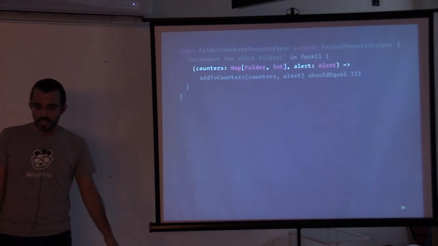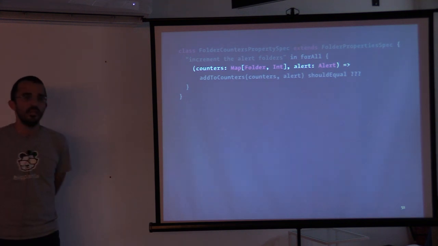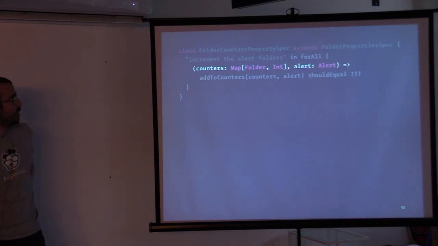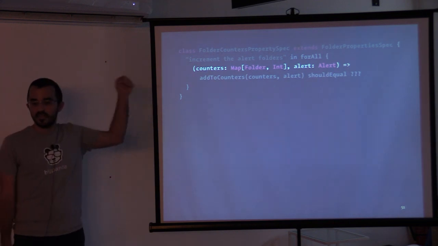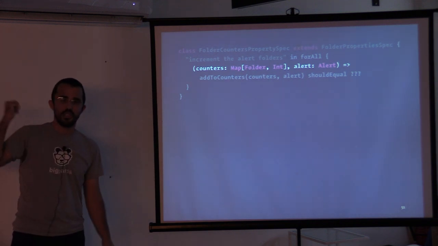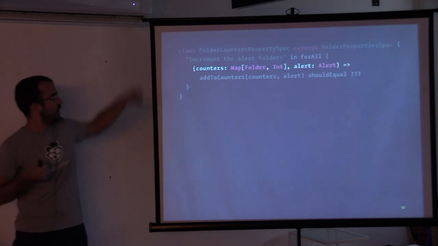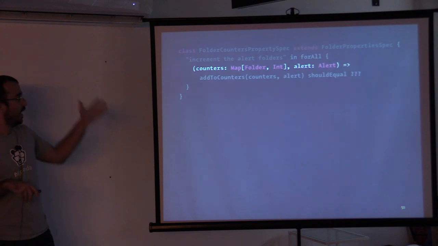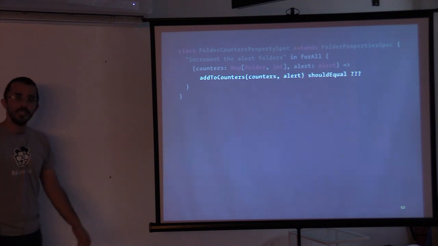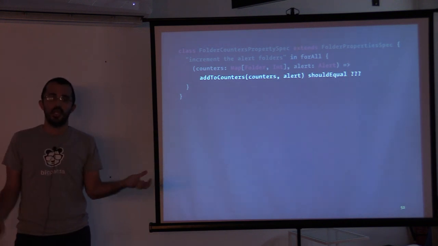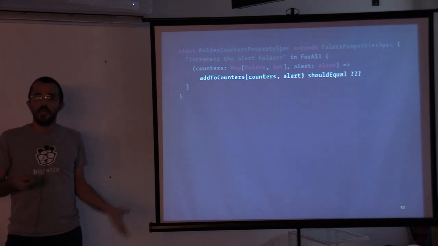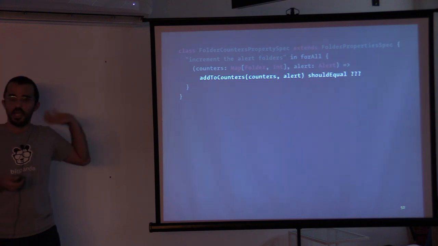Great. The second line is telling us what are the inputs that we're going to assert our property at. So here we are saying, please generate random values of counters and alerts for me. Remember the generator that we've defined just four slides ago? We are going to sample some values out of it here and assert the property. What is the property? So at this point, we've got counters in one hand and alerts in the other. And there is nothing else to do at this point besides add to counters function, right?